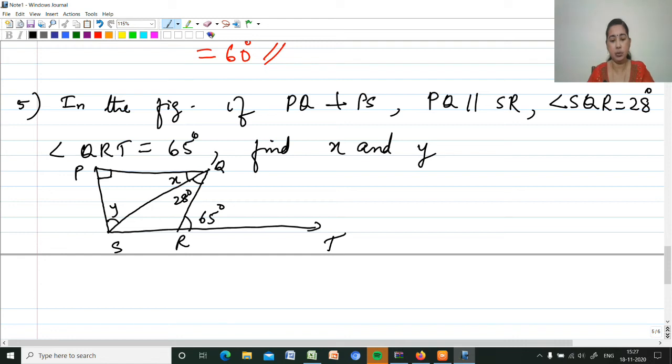Given that PQ is parallel to SR, these two lines are parallel. So PQ is perpendicular to PS. Okay, this angle is 90 degrees. That's given here, 90.